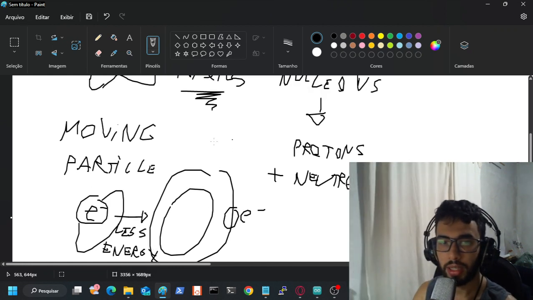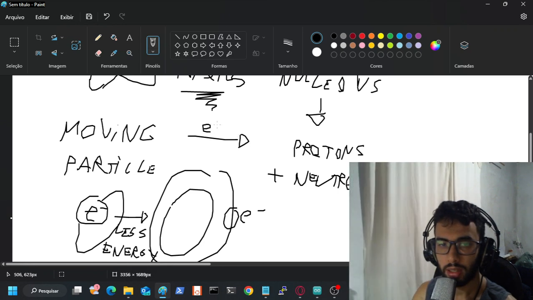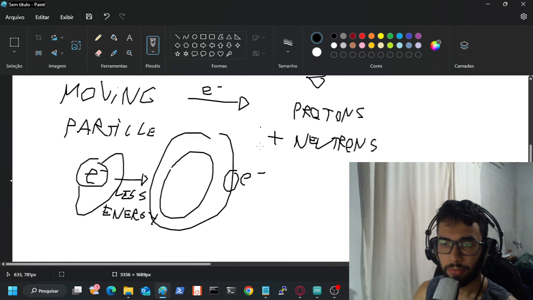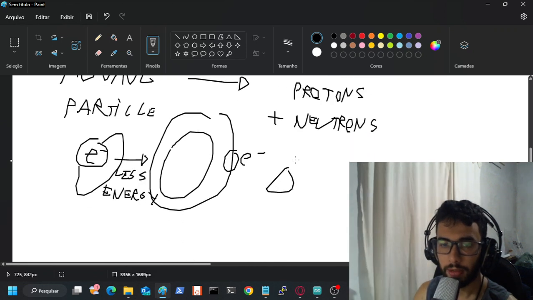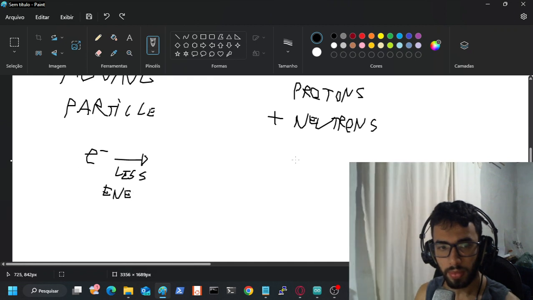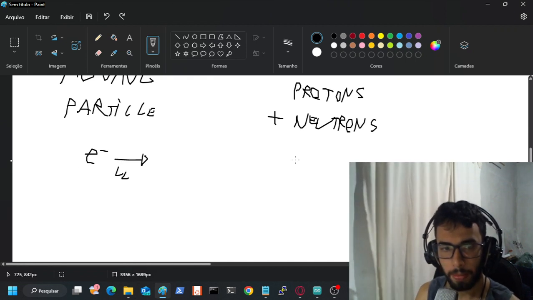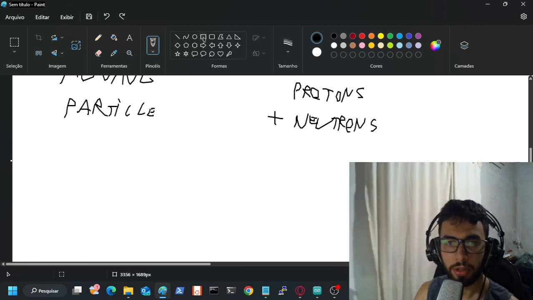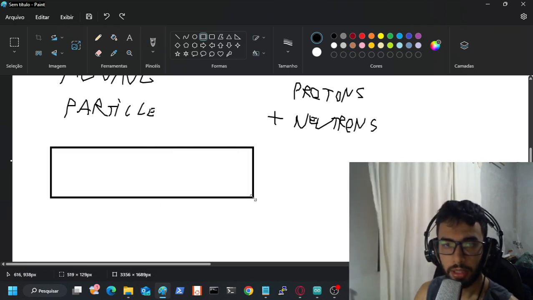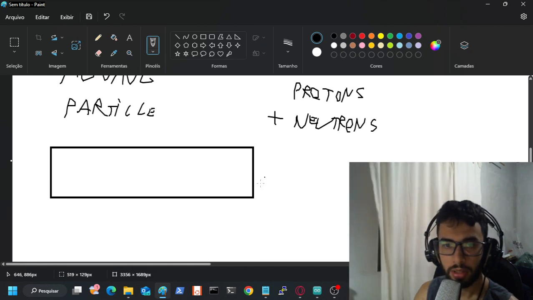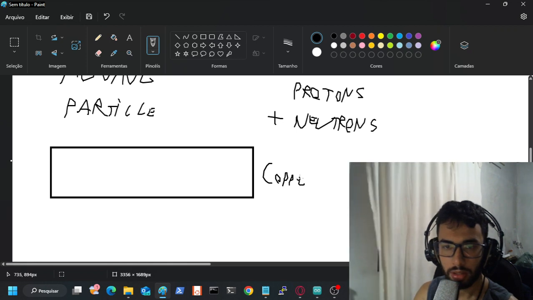And this movement that electrons do through atoms. Let's say we have a cable, a simple copper cable, right? Let me draw here a simple copper cable. Imagine this rectangle here is just a copper cable.